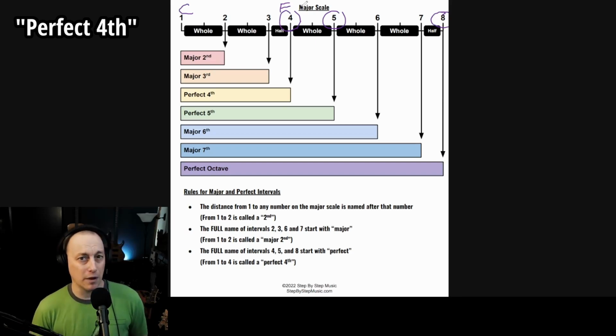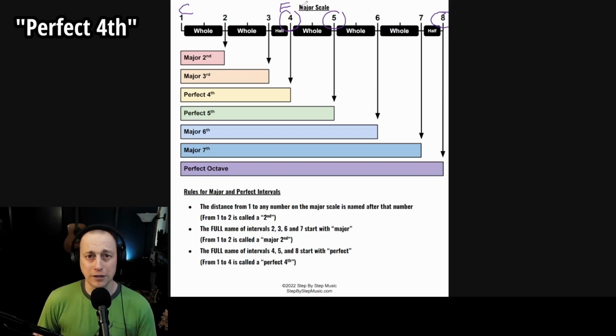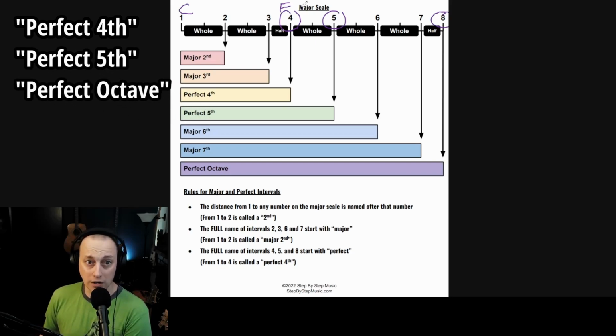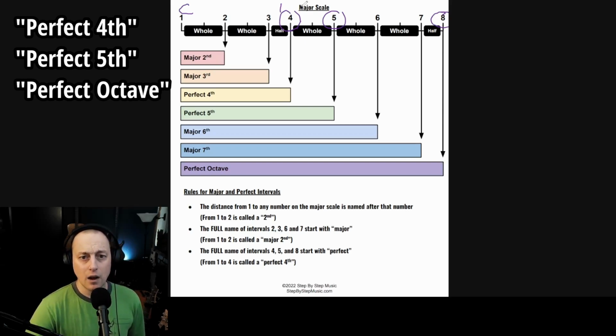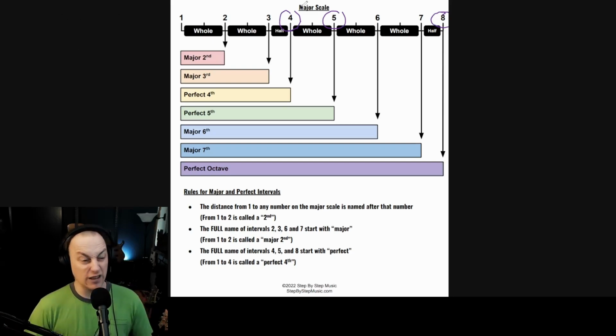So you can call someone by their first name. You can call someone by their first and last name. It's the same person. It's the same interval. So the informal way is we call it a fourth, and the more complete way that we could name it is called a perfect fourth or a perfect fifth, a perfect octave. So fourths, fifths, and octaves are perfect. Now, no one's perfect, but we're just going to call them perfect just to give them a name.